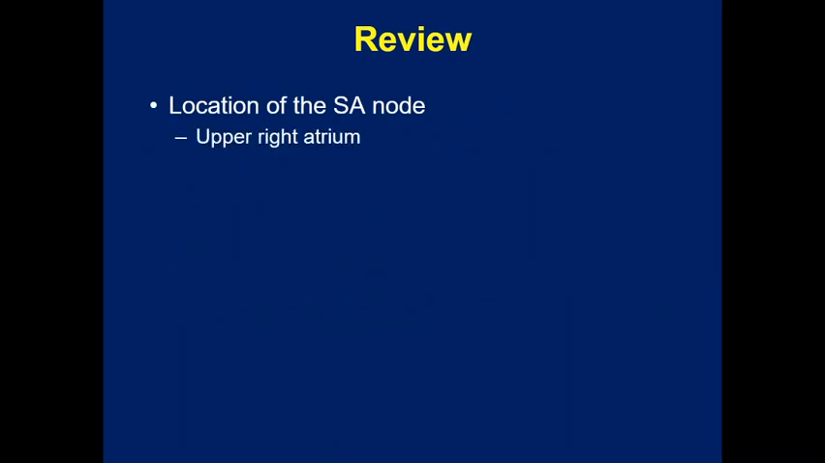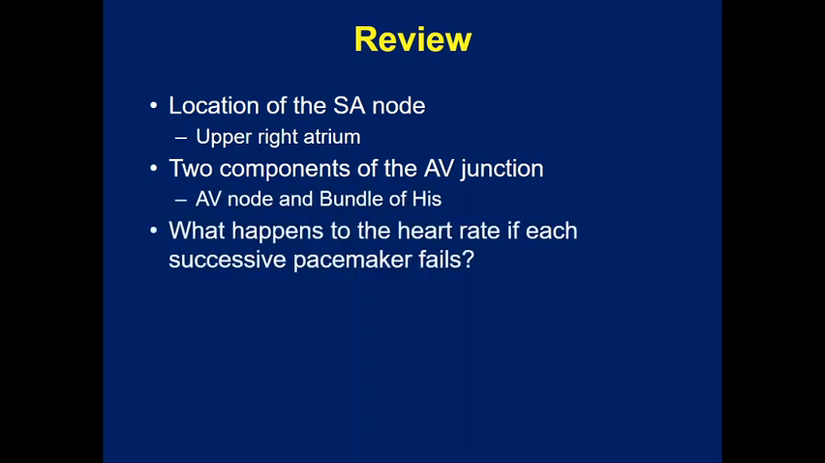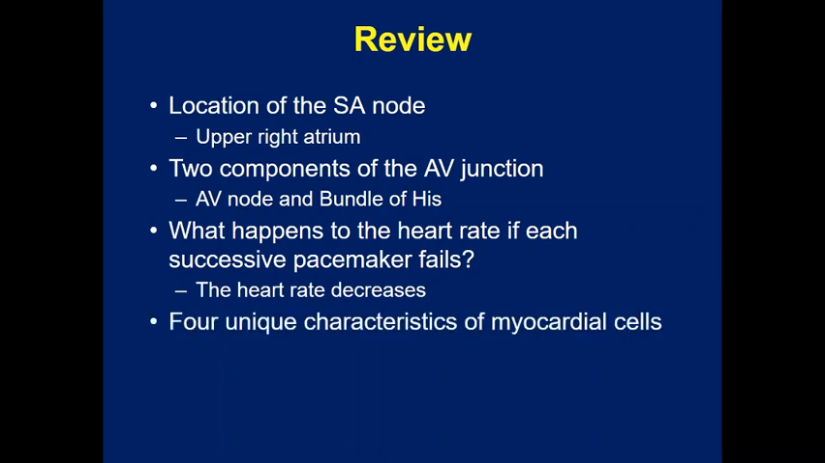The SA node, the right atrium, upper right atrium, the two components of the AV junction, there's a bundle in there, a bundle of His and the AV node. What happens to the heart rate if each successive superior pacemaker fails? It'll fall to a lower pacemaker. Yep, the heart rate would decrease.